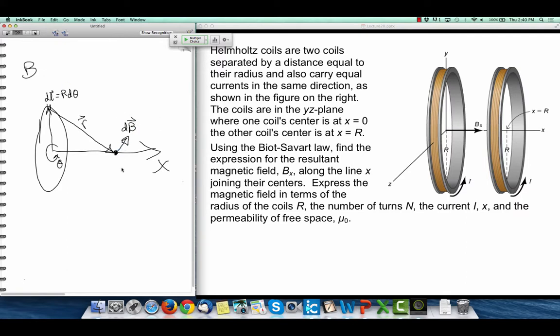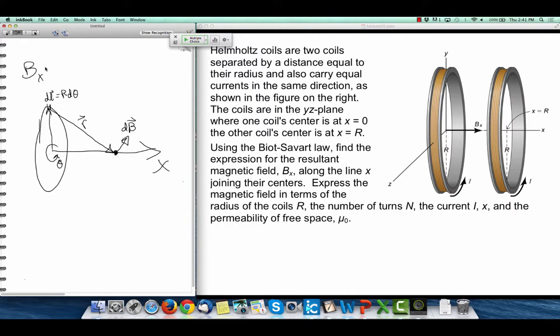When I integrate around this whole thing, the parts of the magnetic field that are not along the x-axis are going to cancel out. So all of the y and z components of the magnetic field are going to cancel out. You'll only have an x component left. And so all you need to do is add up all the x components. What's the x component of the magnetic field due to that coil?